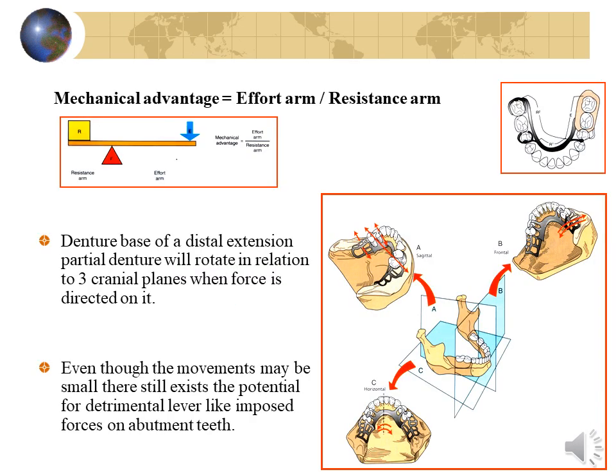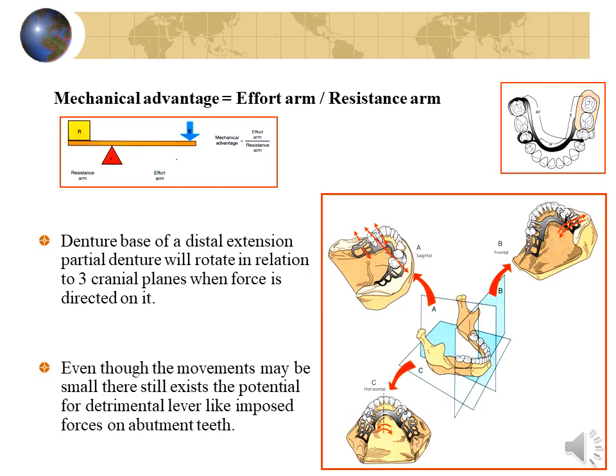The length of the lever from fulcrum to resistance is considered as resistance arm, and from fulcrum to the effort is considered as effort arm. Whenever the effort arm is longer than the resistance arm, mechanical advantage is in favor of effort arm, proportional to the differences in the length of two arms. When resistance arm is lengthened, the effort arm is more efficiently counteracted.